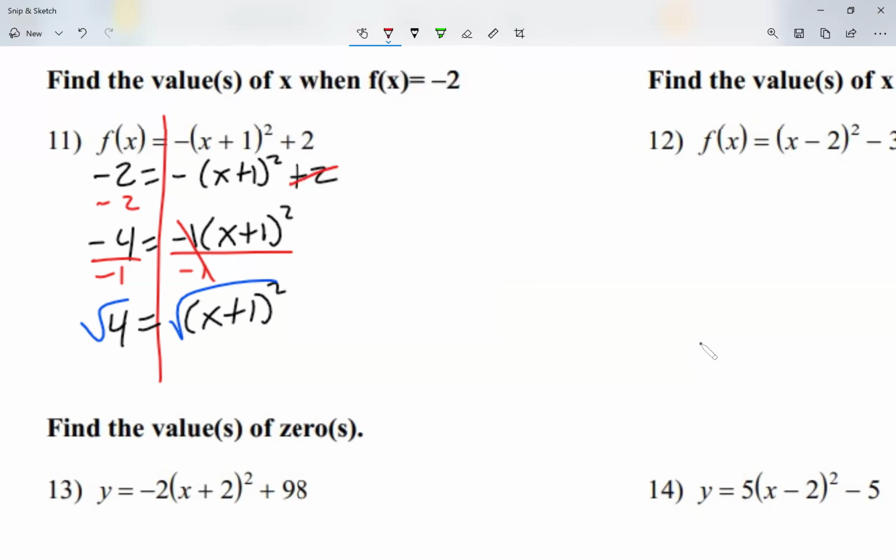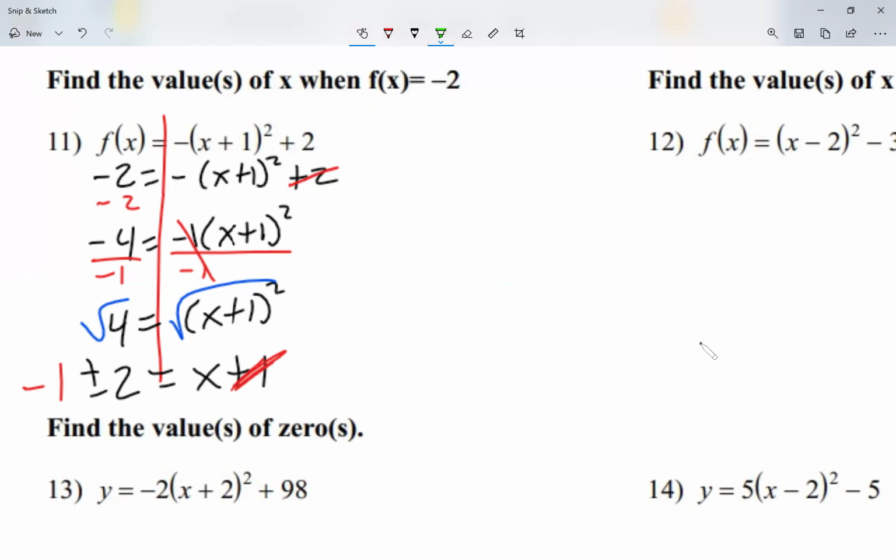So that gives me 2, or plus or minus 2. Remember, the square root of 4 is positive 2 or negative 2. Plus or minus 2 equals x plus 1. But then I'm also going to get rid of this plus 1, and I'm going to move it to the left side as a minus 1. Don't forget to switch your sign. So in reality, I see that x is equal to negative 1 plus or minus 2.